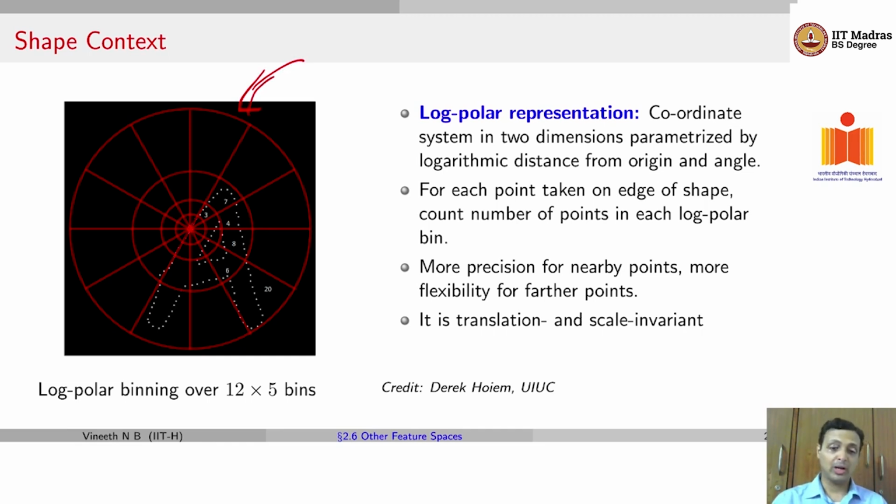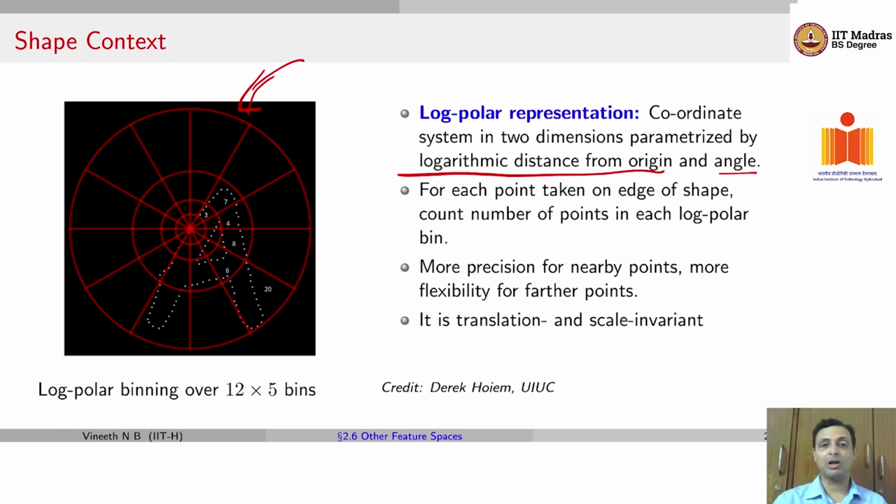So you define a coordinate system in 2 dimensions that's parameterized by logarithmic distance from the origin, which is the pixel at which you're trying to get the representation, as well as the angle. So for each point that you consider, you would count the number of points in each log polar bin around that particular pixel.